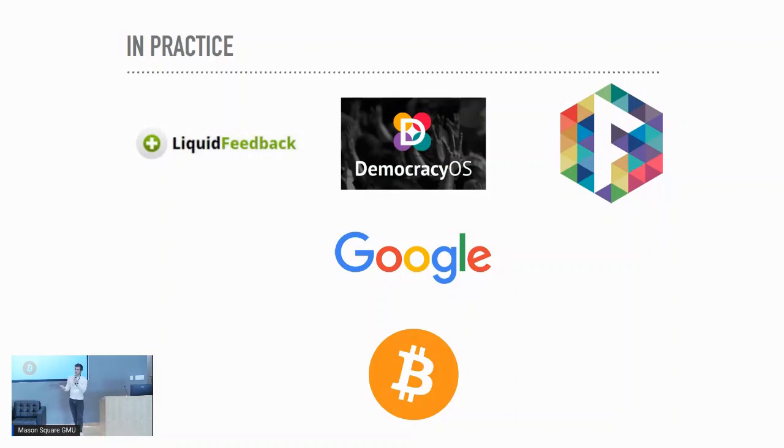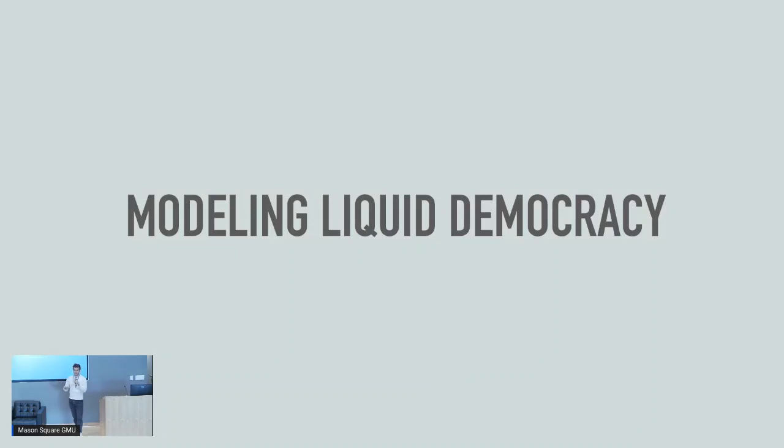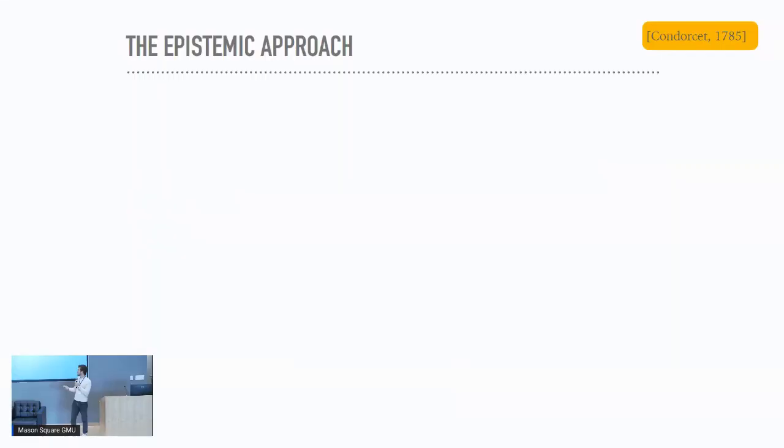So to understand this, we're implicitly finding more knowledgeable people. We need some model of how this works.